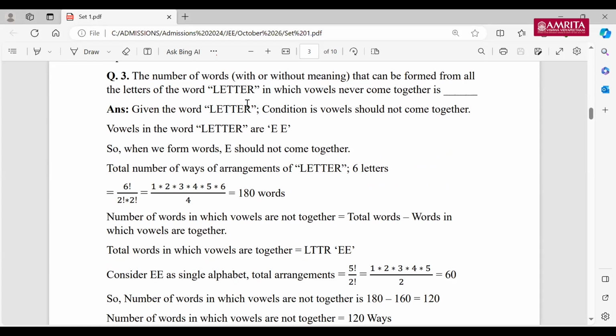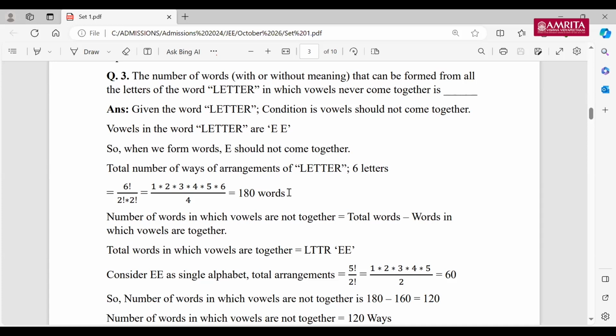So we have the word LETTER and the vowels are EE and they should not come together. How many alphabets are there in the word LETTER? It's 6 letters. If I'm going to arrange it, what will be the total number of words? Total will be 6 factorial by, I have repetitions here, E is 2 and T is 2. So 6 factorial by 2 factorial into 2 factorial. On solving it, I have the total words, which is 180.